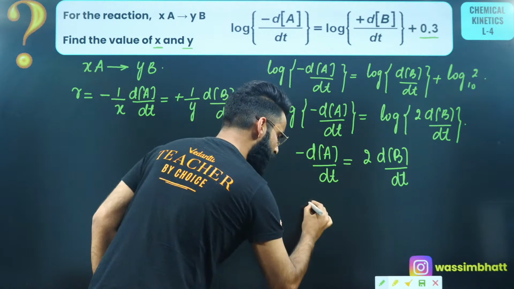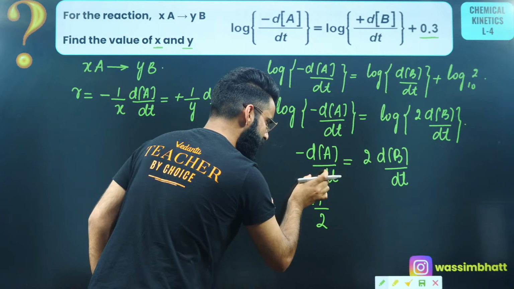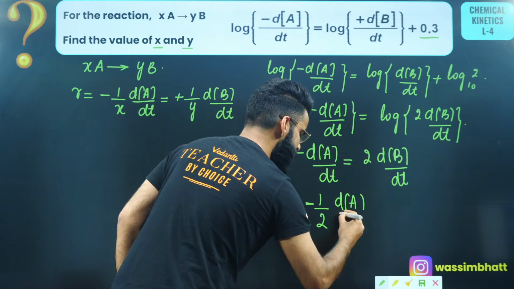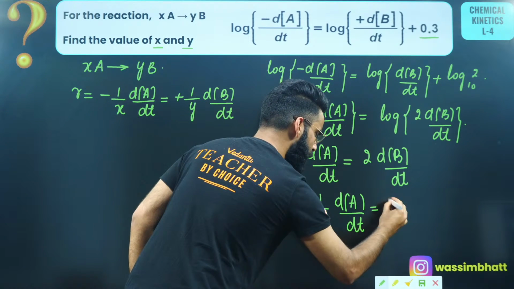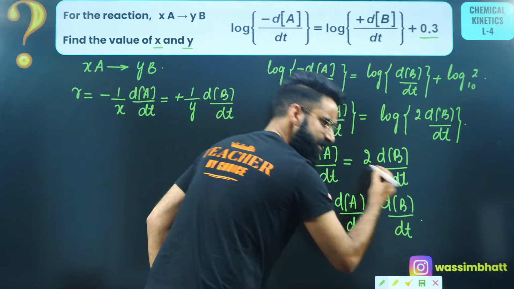Or I can write this equation as: if I take this 2 into the denominator, minus 1 by 2 d of A divided by dt will be equal to d of B divided by dt. As simple as that, right?